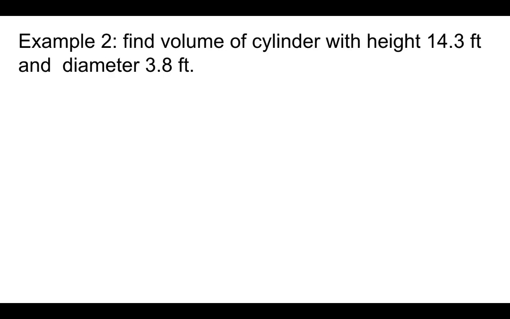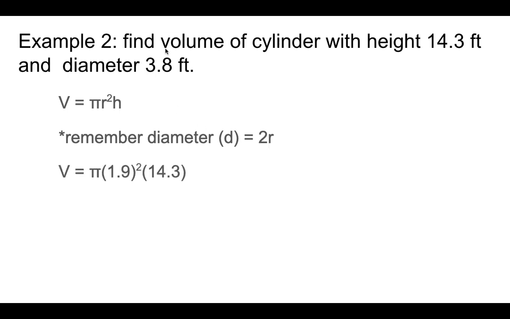What if you're not given the diagram? Well, this one has a height of 14.3 feet and a diameter of 3.8 feet. Well, we're going to use our same equation. So let's write down our equation first. Now, we're not told what the radius is, but remember that the diameter is 2 times the radius. So that means our radius is going to be 3.8 divided by 2. So if I do 3.8 divided by 2, I get 1.9 meters.